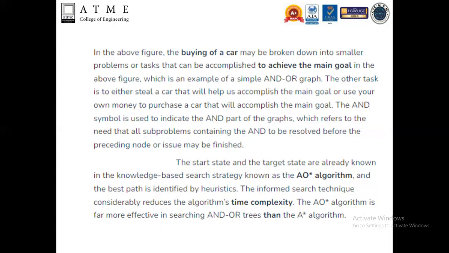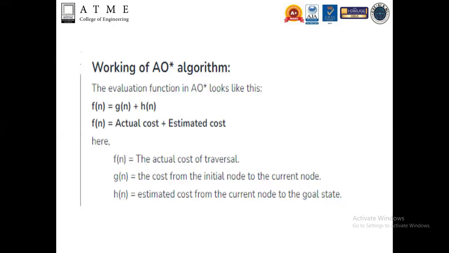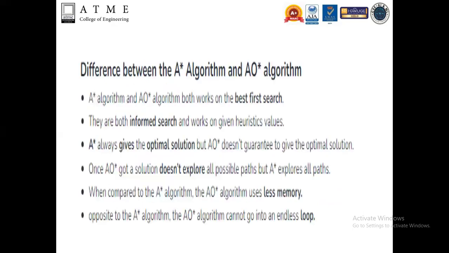The start state and the target are already known in the knowledge-based search strategy known as the AO star algorithm, where the best path is found using this heuristic technique. The informed search technique considerably reduces the algorithm's time complexity. The AO star algorithm is far more effective in searching an AND-OR tree than the A star algorithm. Working of the AO star algorithm is as follows. Here also we are using the heuristic function called f of n, which is used to calculate the lowest cost of the traversal path. This consists of the sum of two cost functions, that is g of n and h of n. It is the sum of the actual cost and the estimated cost.